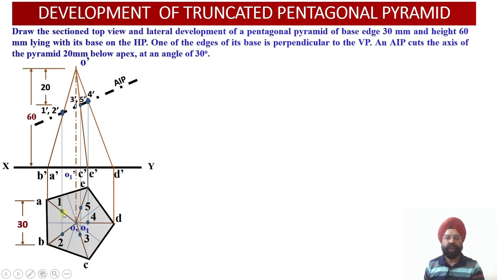So here we go, we have been able to obtain the points of intersection 1, 2, 3, 4 and 5 in the top view, and now we are going to join them. These are the edges of the surface obtained by the cutting of the pentagonal pyramid by the auxiliary inclined plane. So this is the top view of the section surface over there.